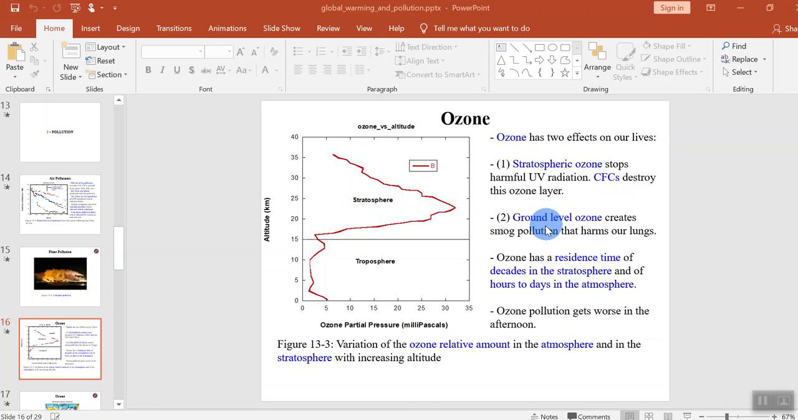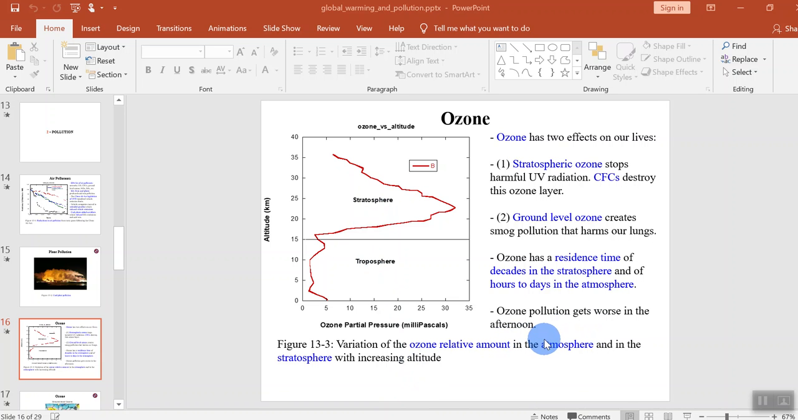And there is also the second where we find ozone, ground level ozone, which is emitted by cars and so on. This one is really pollution, source of pollution, harms the health of citizens and so on. We said the ozone has a residence time of decades in the stratosphere and of hours to days in the atmosphere. Hours to days and decades here.